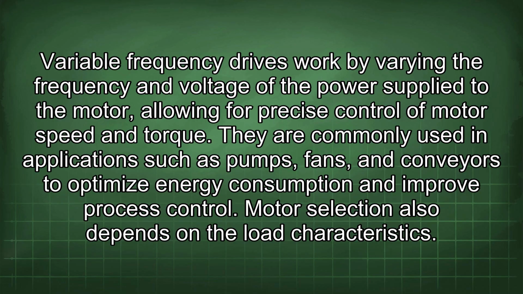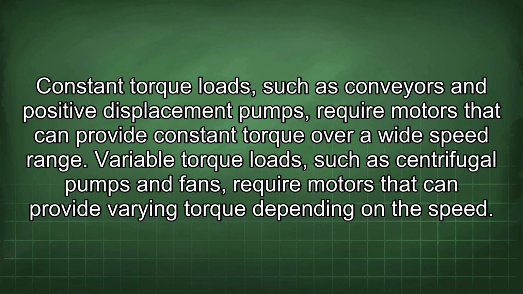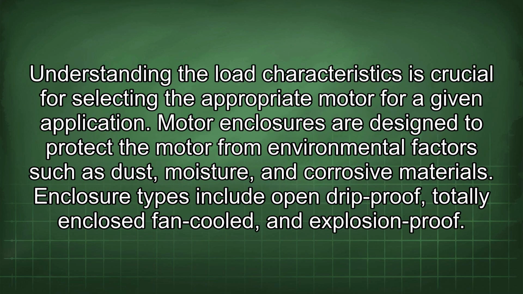Motor selection also depends on the load characteristics. Constant torque loads, such as conveyors and positive displacement pumps, require motors that can provide constant torque over a wide speed range. Variable torque loads, such as centrifugal pumps and fans, require motors that can provide varying torque depending on the speed. Understanding the load characteristics is crucial for selecting the appropriate motor for a given application.